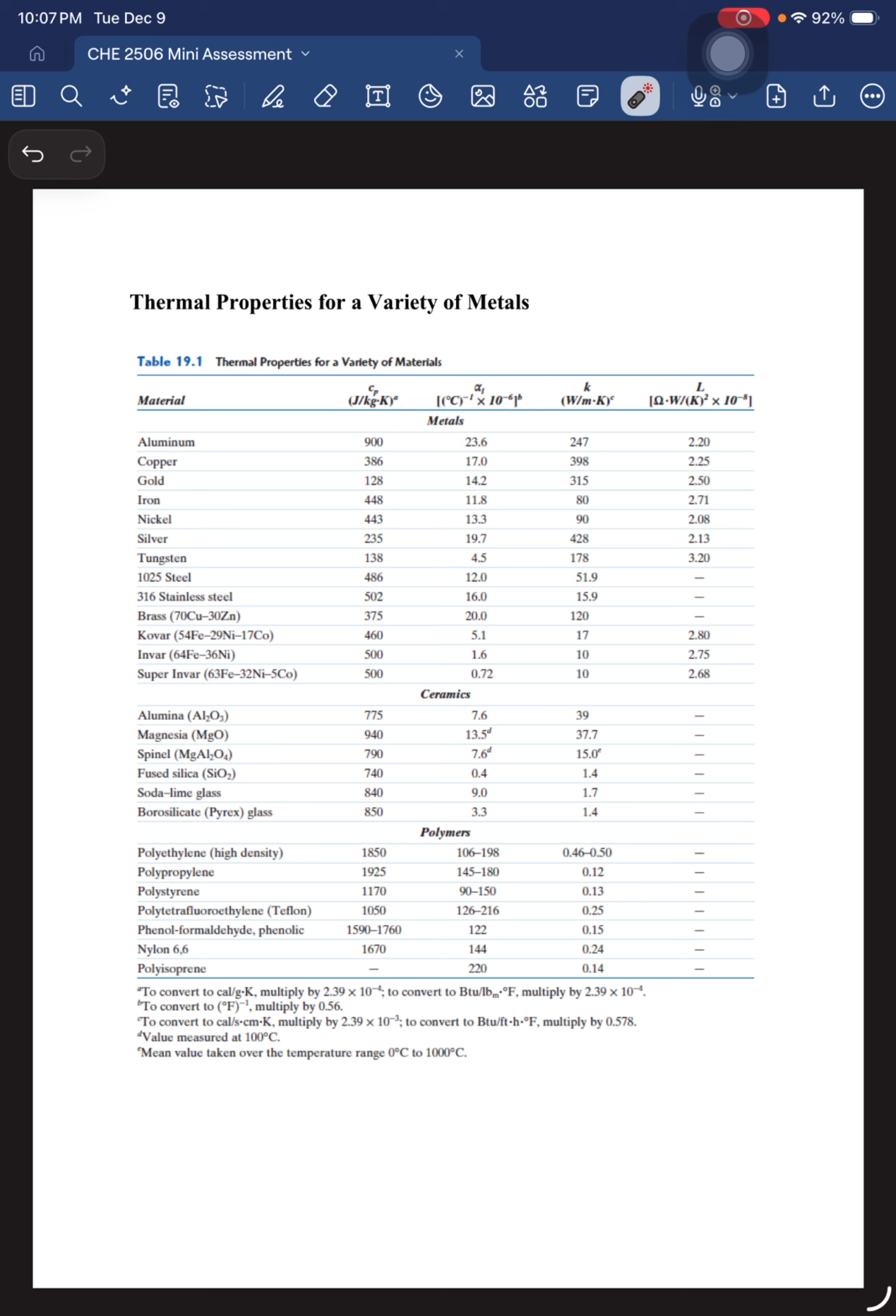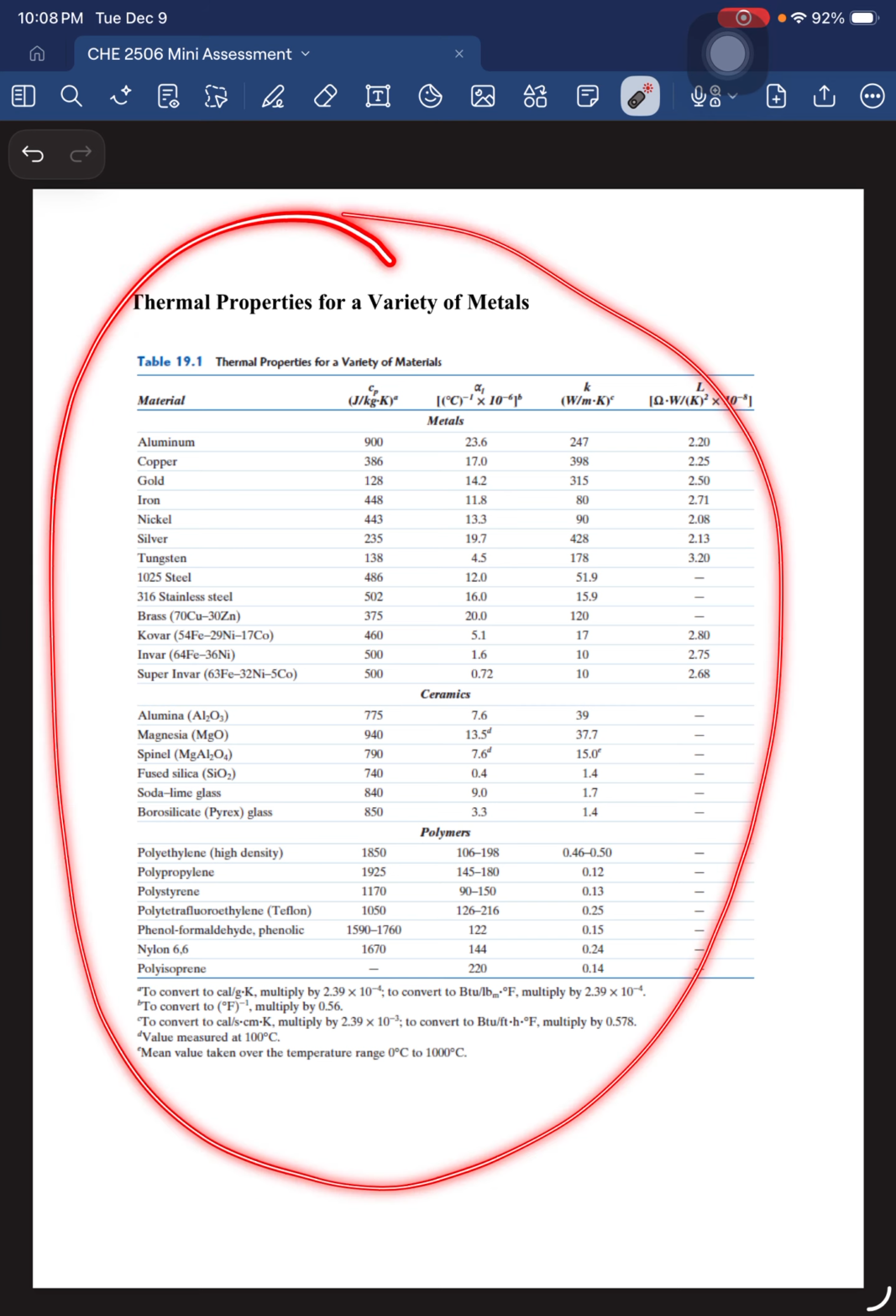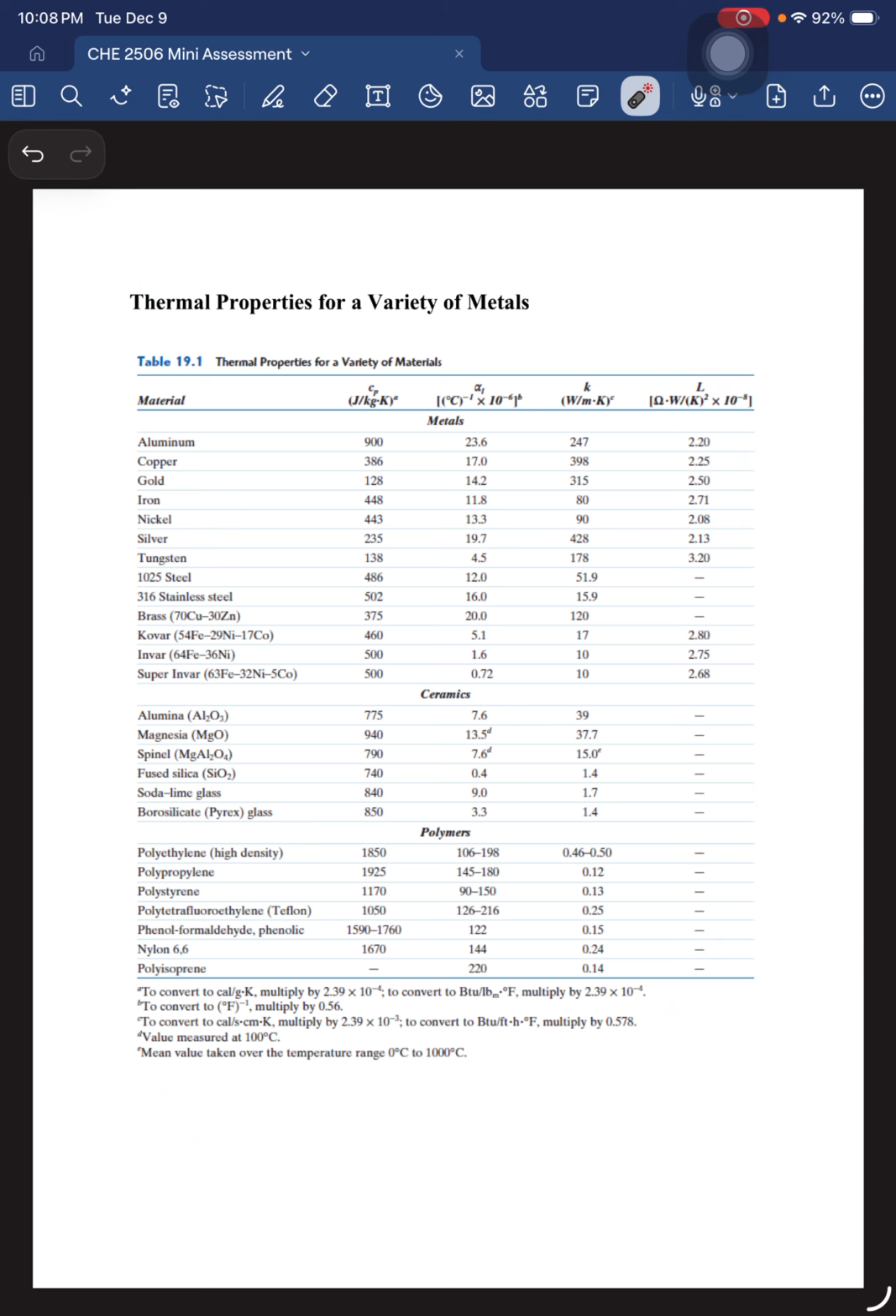Metals generally have high thermal conductivity, meaning they transfer heat very easily. Copper and aluminum are really great examples. Ceramics and polymers typically have much lower conductivities and much lower expansion rates. And steels fall somewhere in the middle with moderate conductivity and moderate expansion. This table helps us choose materials for engineering applications like heat sinks, cookware, or components exposed to temperature changes.